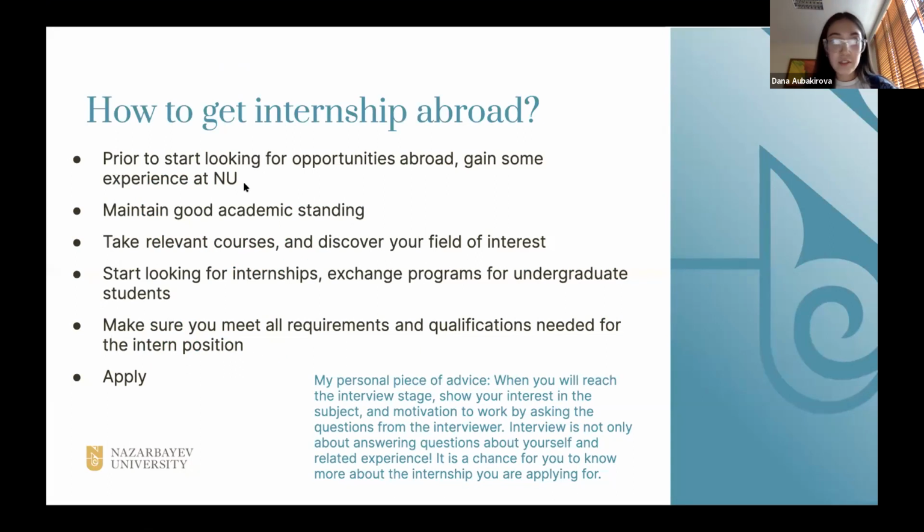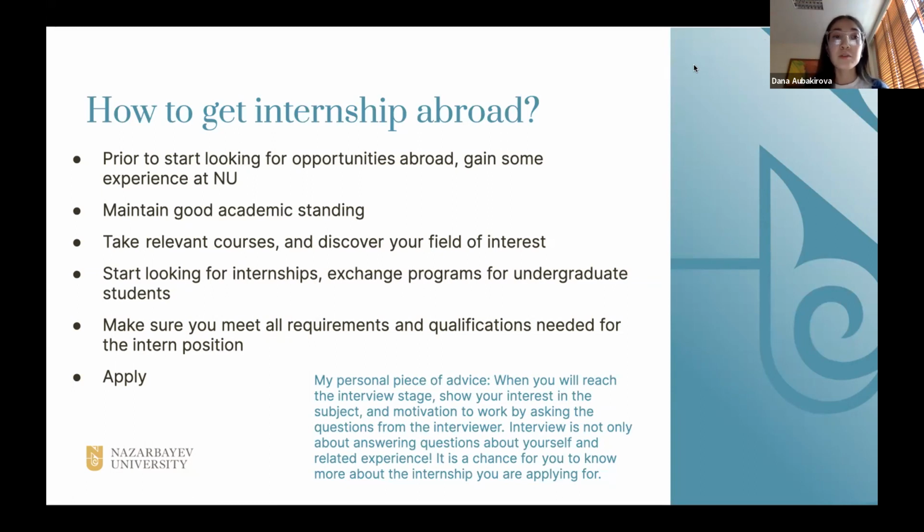So this is just my personal advice. Prior to starting to look for an internship abroad, you need to gain some experience at NU. In my case, before I was accepted to an internship abroad, I had some experience in a research institute, ISAI, which is located at NU, and therefore I had some really good technical background before applying to the internship abroad.